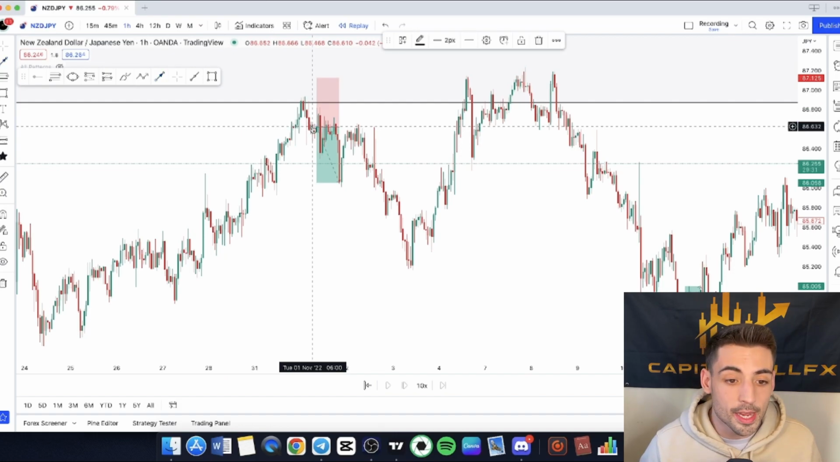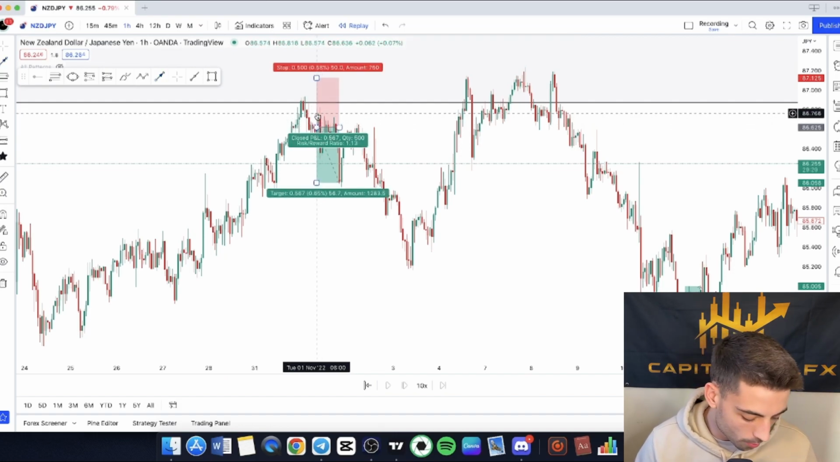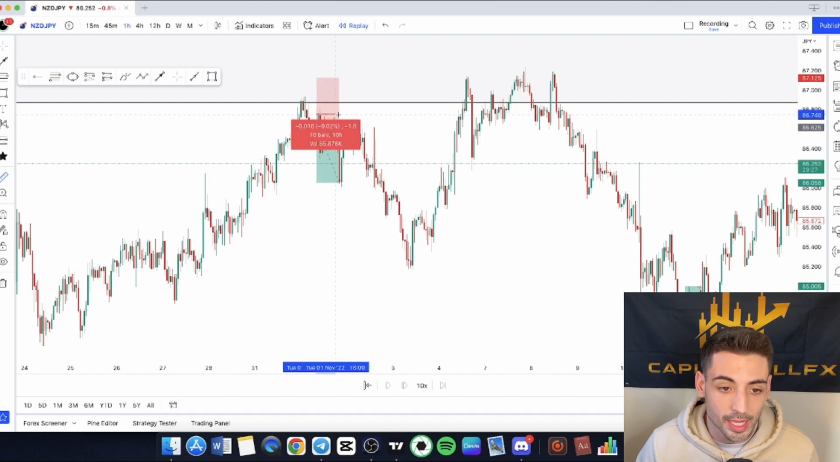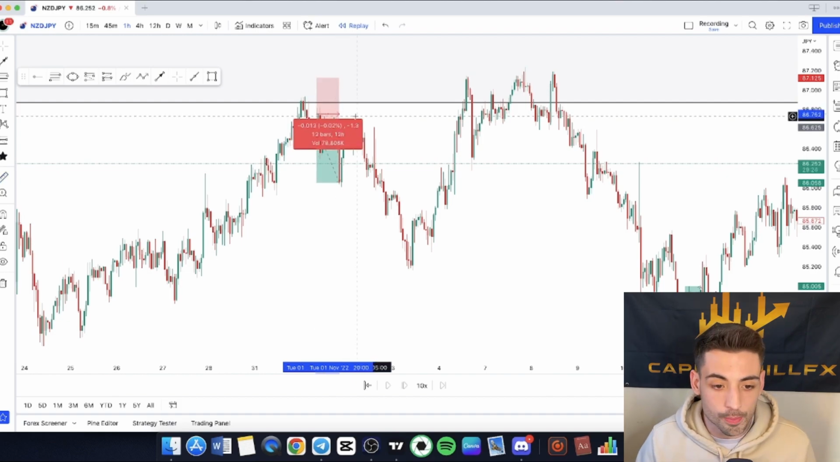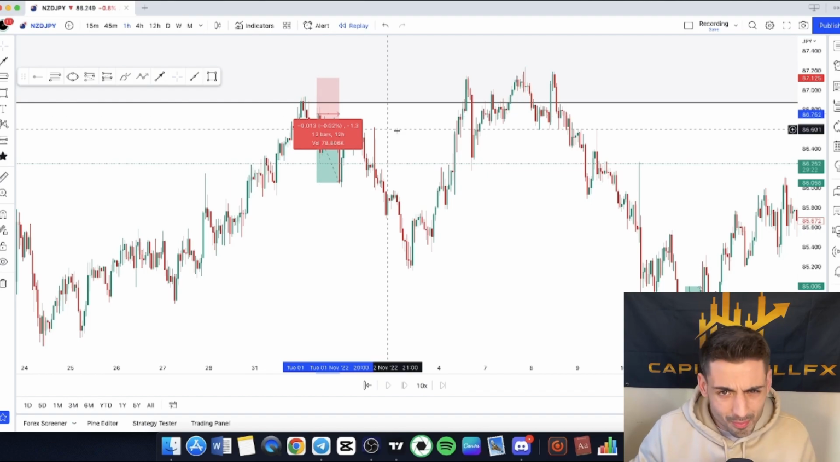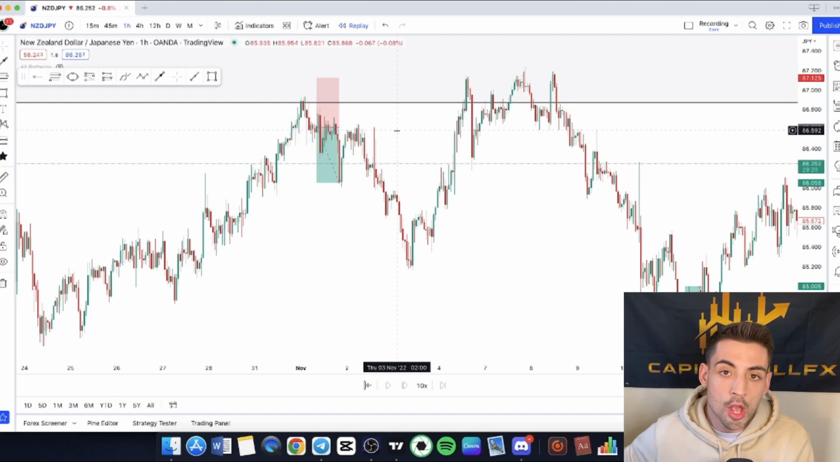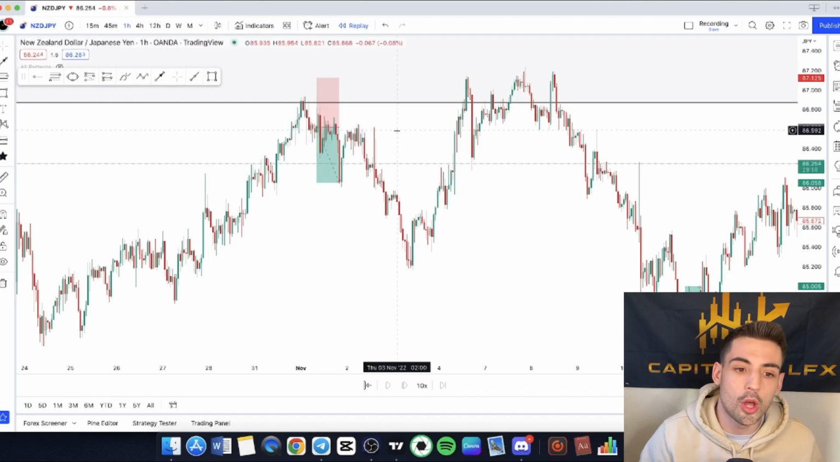And we could see that this hit take profit within maybe a couple hours. We could actually outline exactly how long it took. It took 12 hours before it ended up hitting take profit, which is usually the average time in which I'm either hitting take profit or stop loss on my trades.